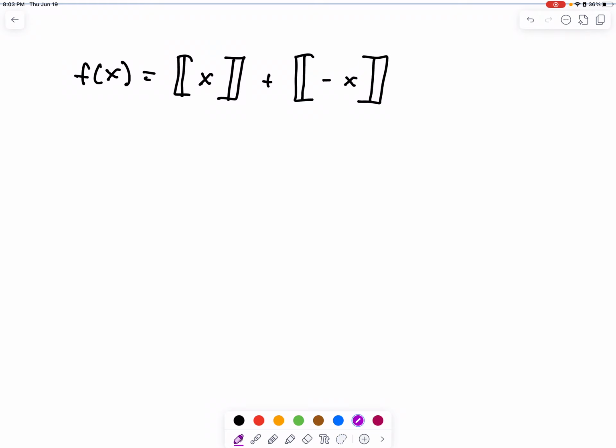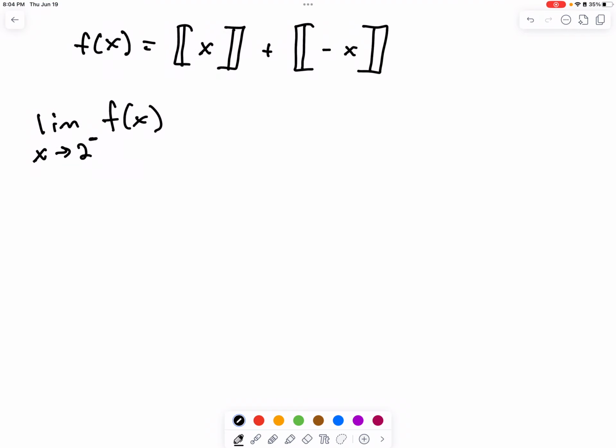Now, if we want to show, let's start with the limit as x approaches 2. We want to consider it coming from the left of this function. We can do this with a table, considering x versus f of x.